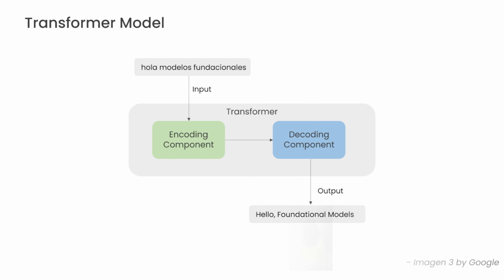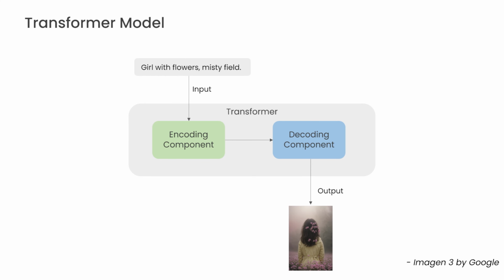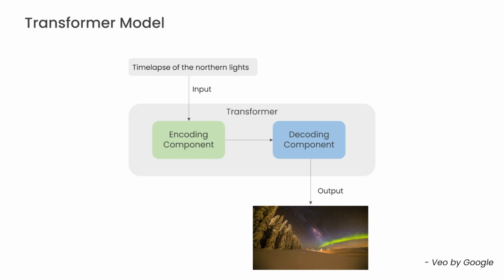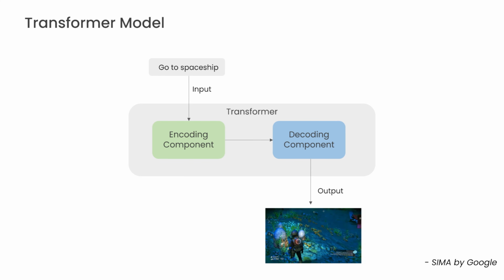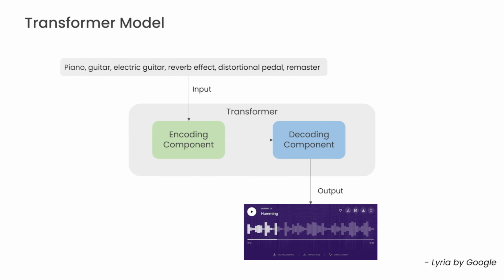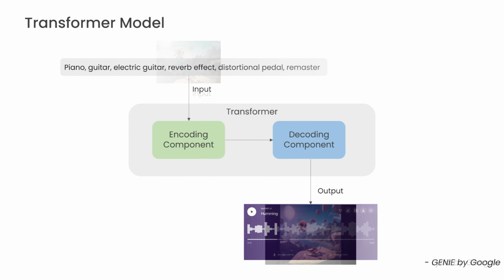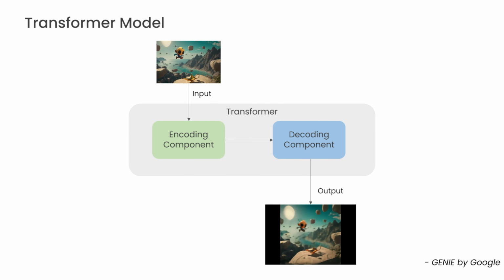It can generate images from text prompts, create videos, navigate within a game using only a prompt, generate music, or even produce an interactive game from an image. Essentially, it can take any input X and generate any output Y, whether it's audio, video, images, text, or code.